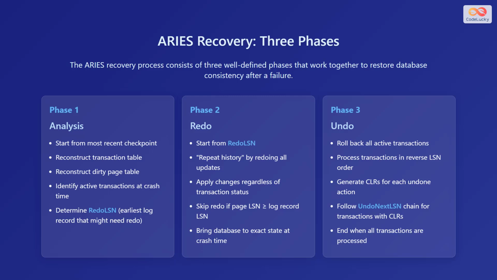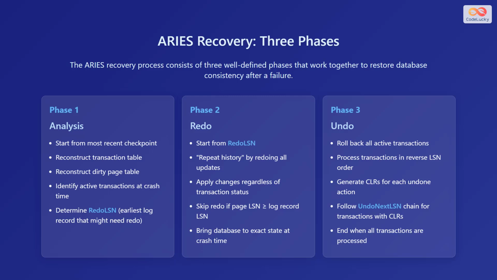During the redo phase, the algorithm starts from the redo LSN, and repeats history by redoing all updates, regardless of the transaction status. It skips redo operations if the page LSN is greater than or equal to the log record LSN. This phase brings the database to the exact state it was in at the time of the crash.